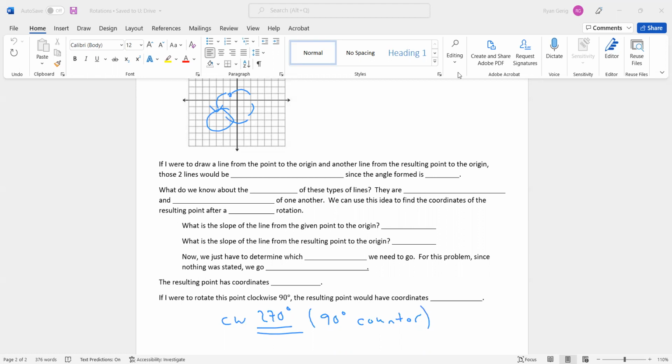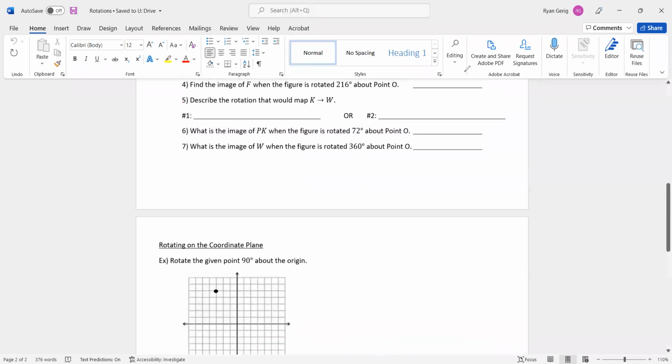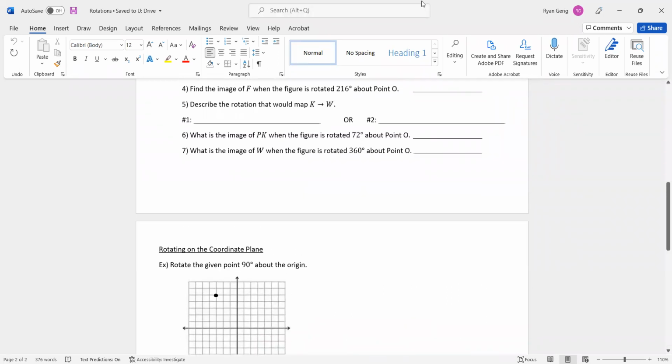Okay. That's it for rotations, and that's it for this unit for this year. Unless it's a new year and we're doing dilations. So that's it.